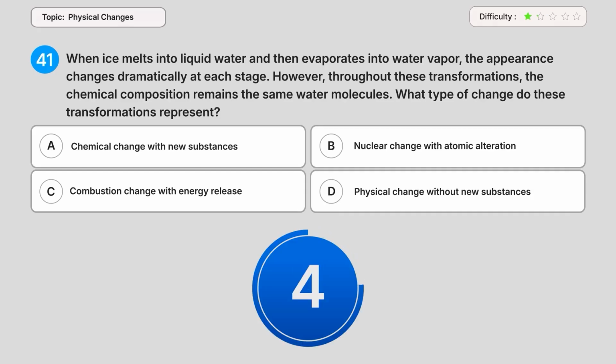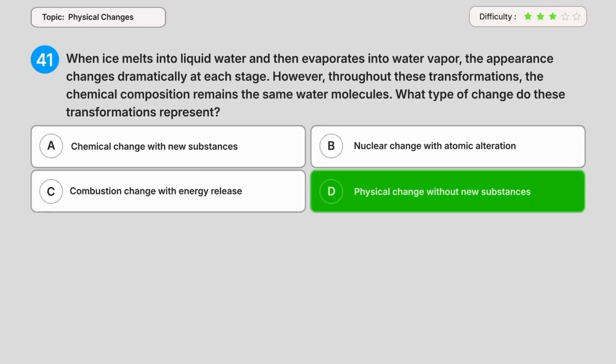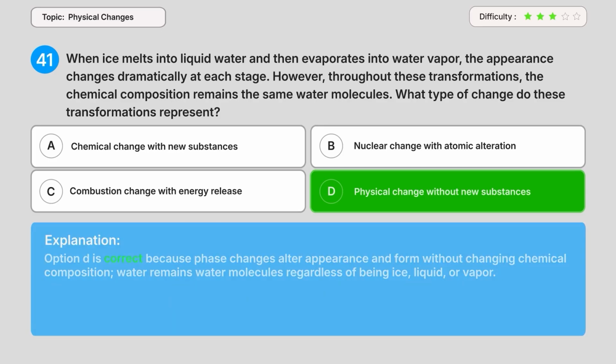Can you guess the answer? Correct answer. D. Physical change without new substances. Explanation. Option D is correct because phase changes alter appearance and form without changing chemical composition. Water remains water molecules regardless of being ice, liquid or vapor.